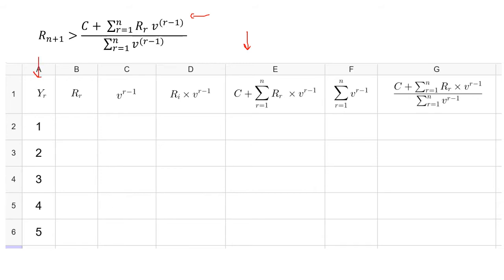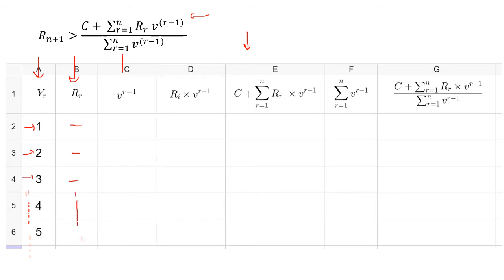In the first column, we are going to mention the year number. So year 1, year 2, year 3, and so on. I am writing up to the 5th year, but this can go on depending upon the problem that we are dealing with. Then in column B, we are going to list down the running costs for every year. So running cost during the first year, running cost during the second year, third year, and so on.